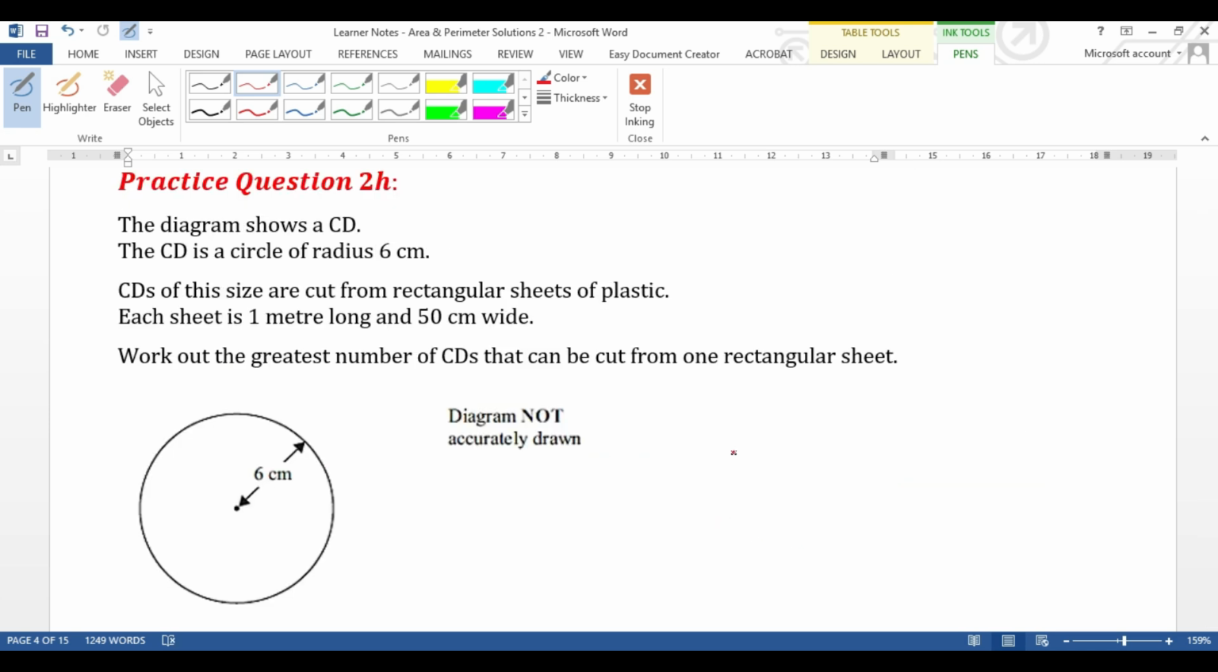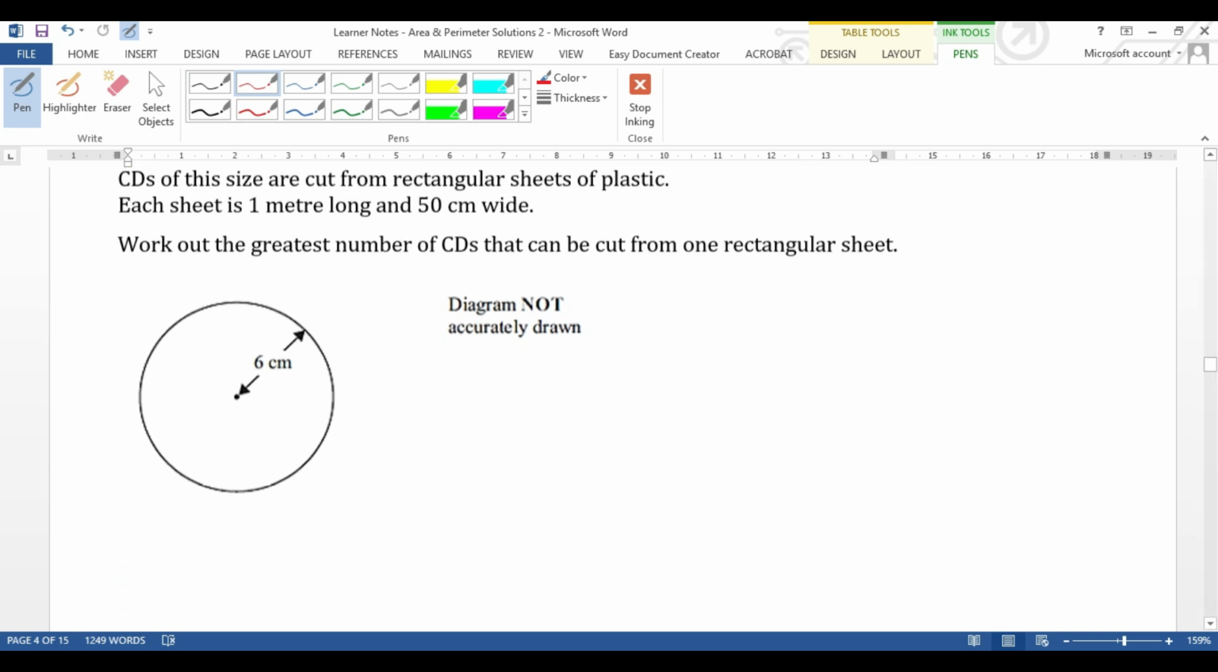Last question before I show you guys the next video, which is the more difficult circle questions. This one's actually quite difficult as well. Practice question 2H. Diagram shows a CD. CD is a circle of radius 6 centimeters. CDs of this size are cut from rectangular sheets of plastic. Each sheet is 1 meter long and 50 centimeters wide. Work out the greatest number of CDs that can be cut from one rectangular sheet.